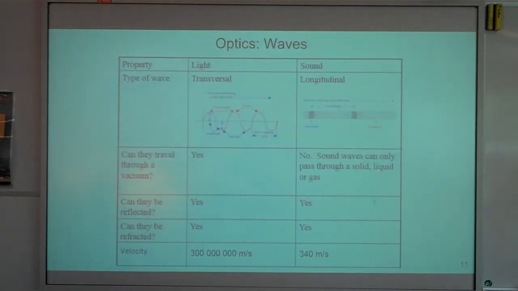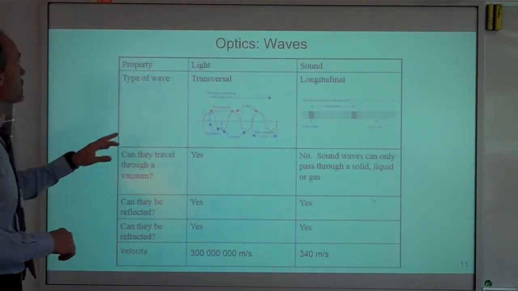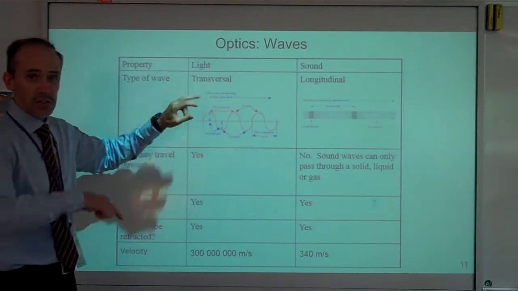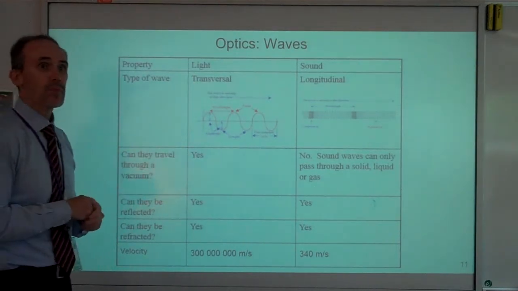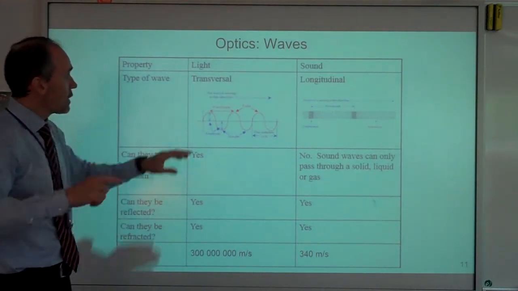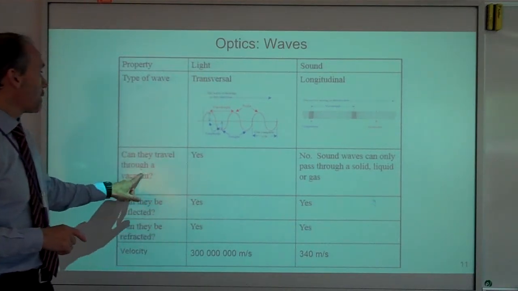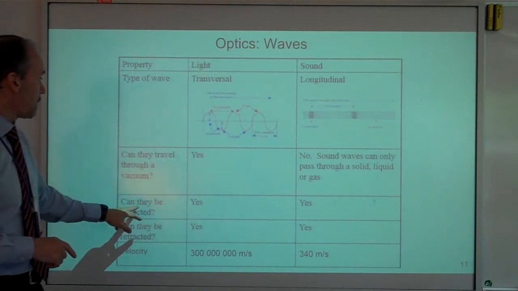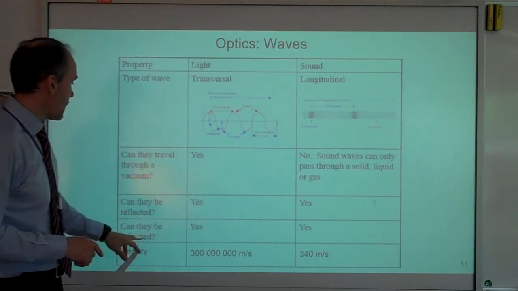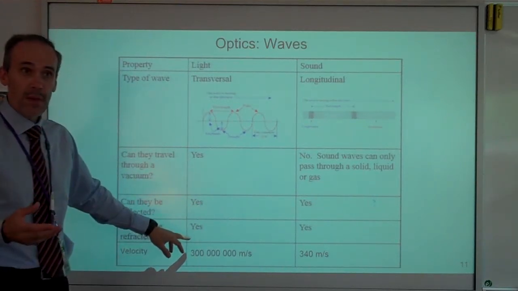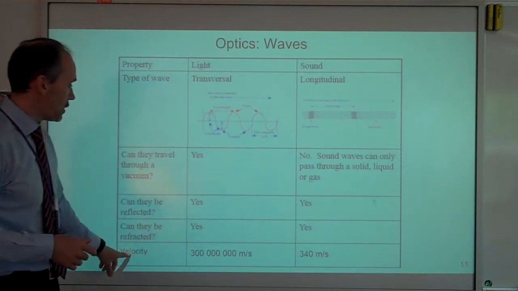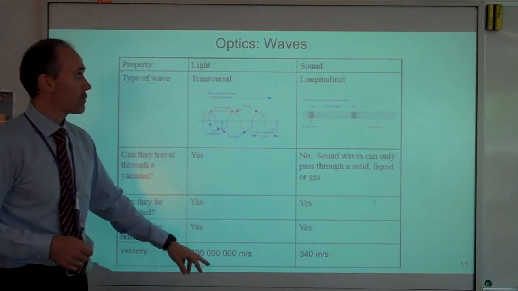Okay, and there's your revision. So light, type of wave: transverse. All forms of light are transverse waves. Can they travel through a vacuum? Yes. Can they be reflected? Yes. Can they be refracted? Refracted means to bend. Yes. Velocity, 300 million meters per second.